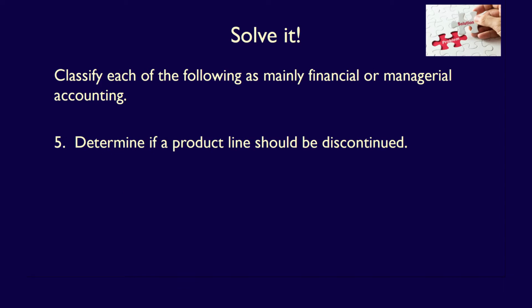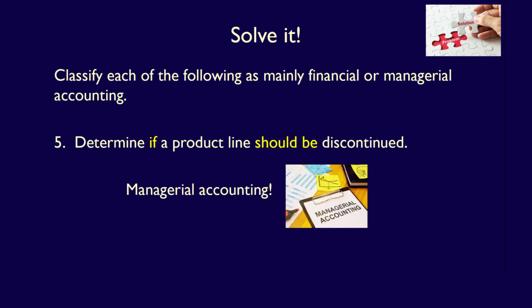Number 5, determine if a product line should be discontinued. We can see the word if and should be. Both focus on predicting the future. This is managerial accounting because it's focused on providing information to internal users so that they can make a decision about the future production of a product.